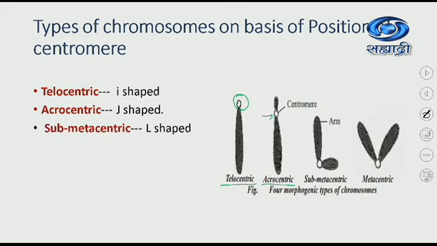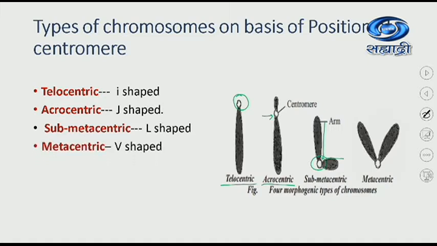The next type is submetacentric. The centromere is towards the center. These words are important because in MCQs they will be using these words only. When it is towards the center, it appears L-shaped. Look at this picture, L. One arm is short, one arm is long, and this is called submetacentric.